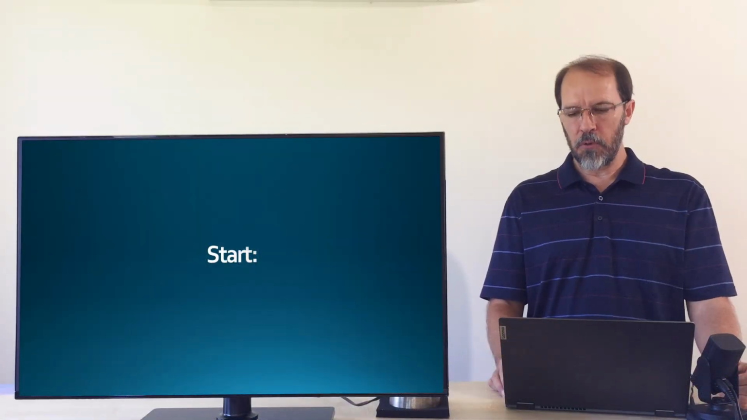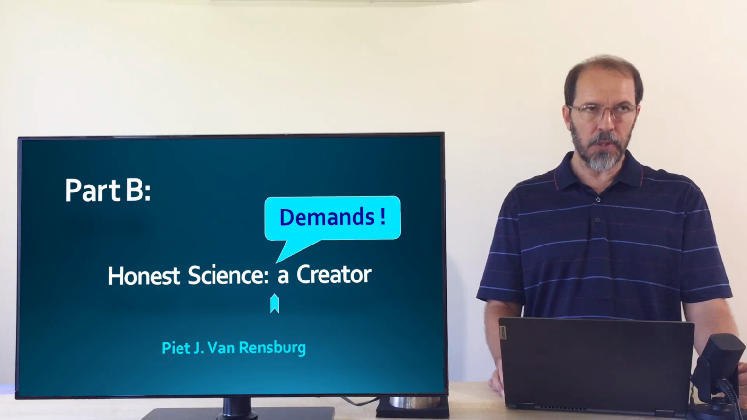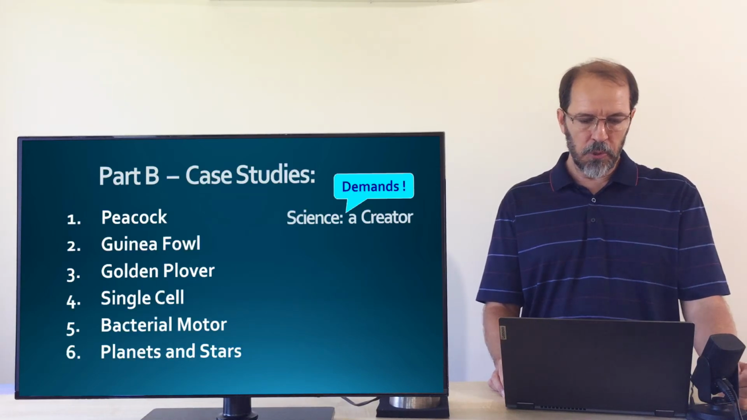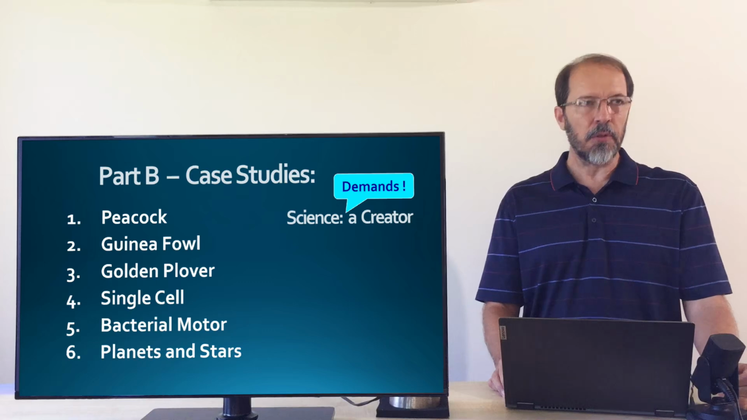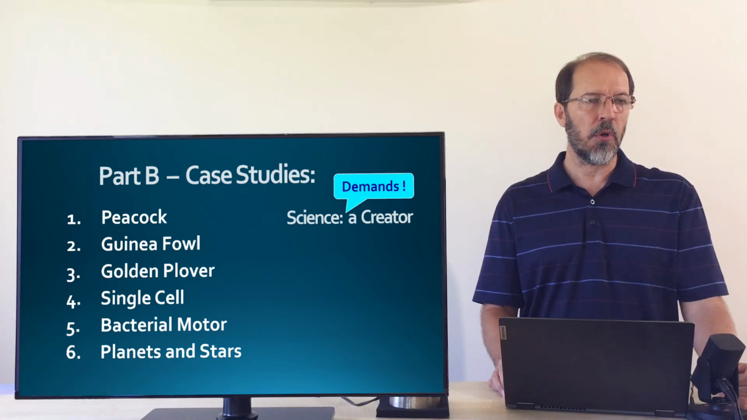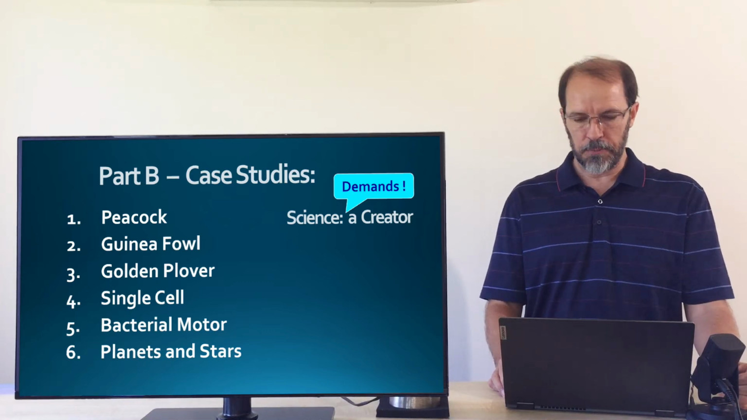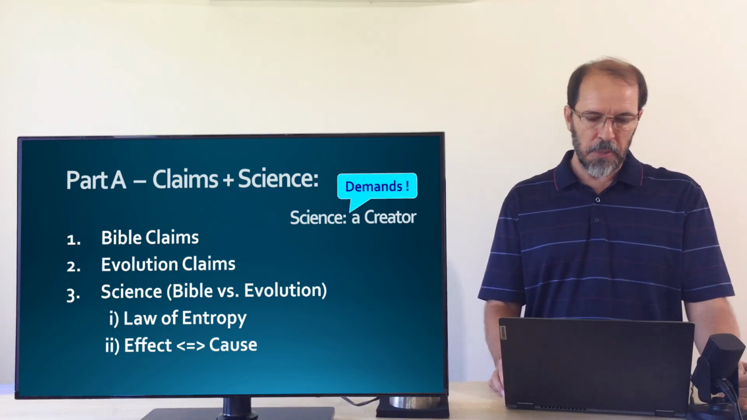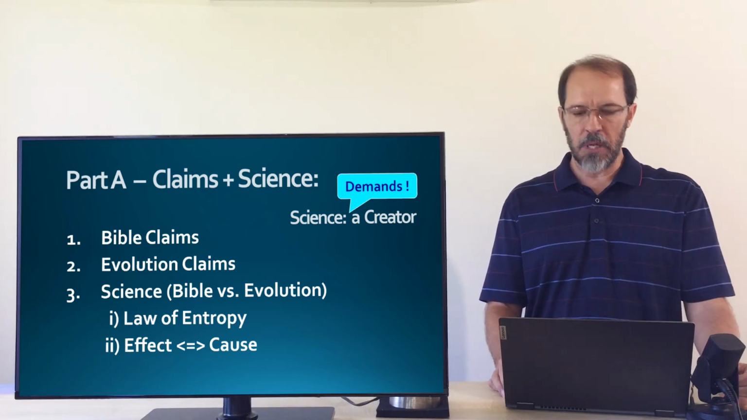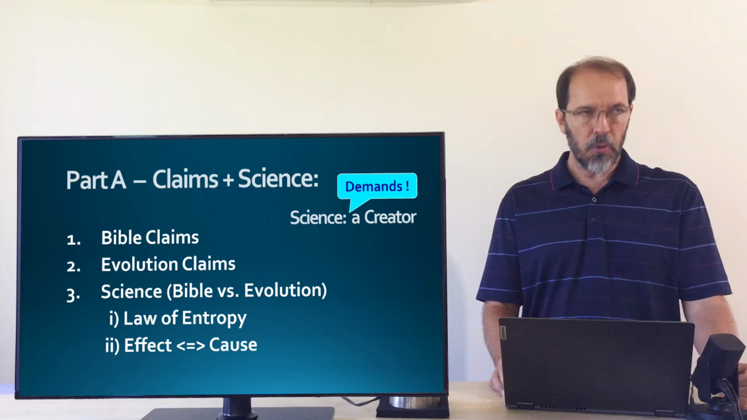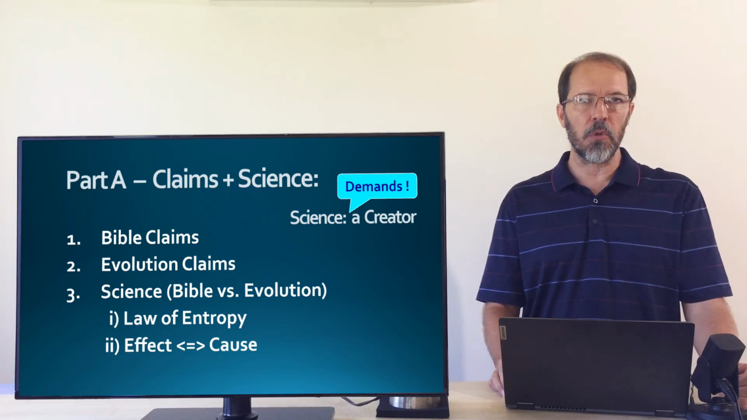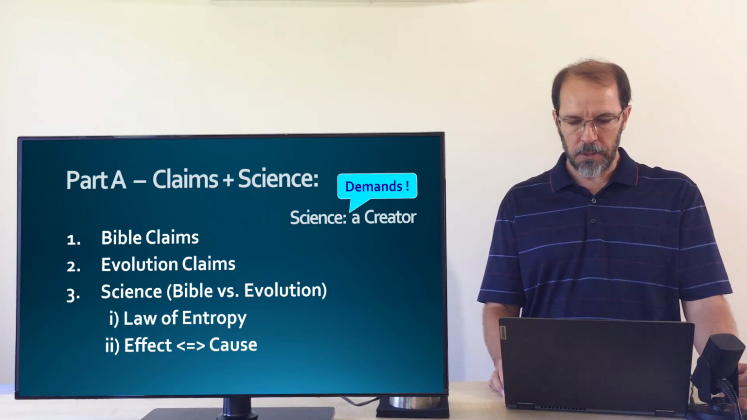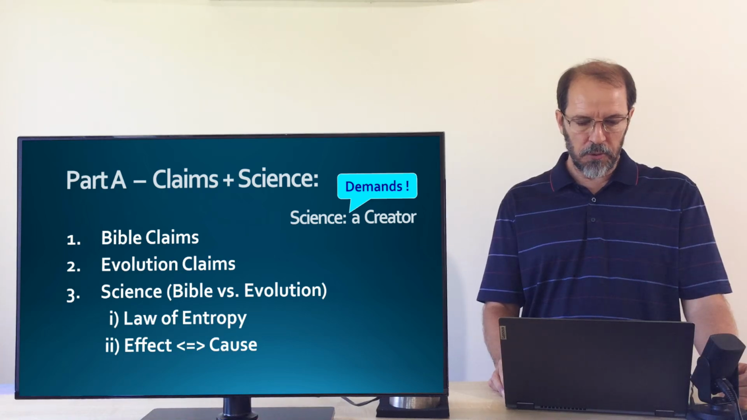Alright, we're back for part B of Honest Science Demands a Creator, and in this session we will look at various case studies to see if evolution is true or if creation is true. So in part A we contrasted the claims made by the Bible versus the claims made by evolutionists, and we also discussed these two very important laws of science, the law of entropy and also the law of causality. And let's just quickly review those two.